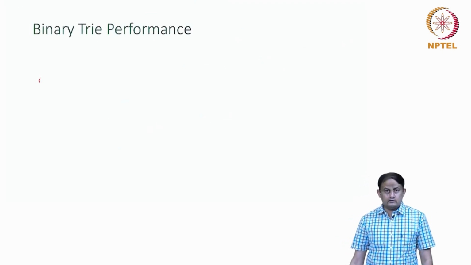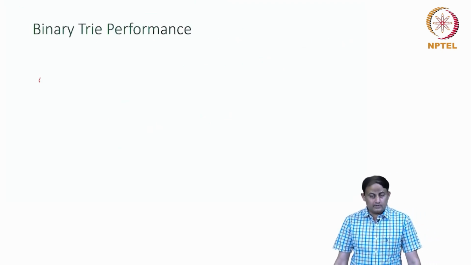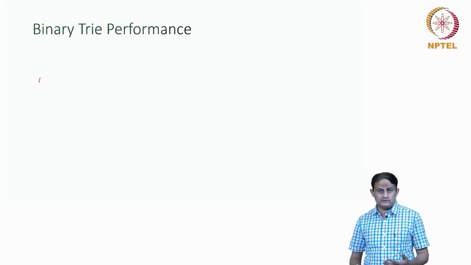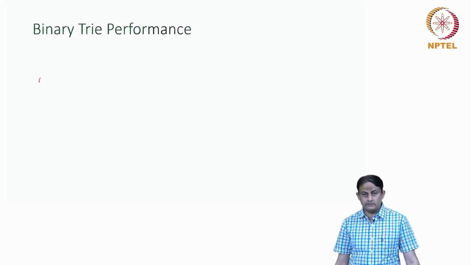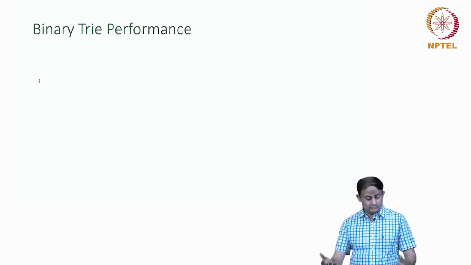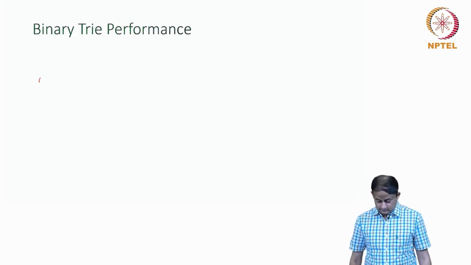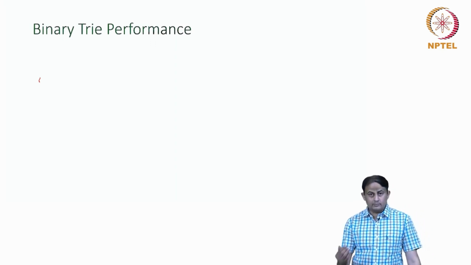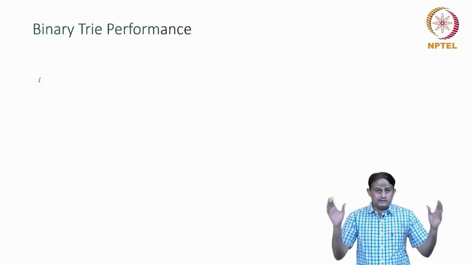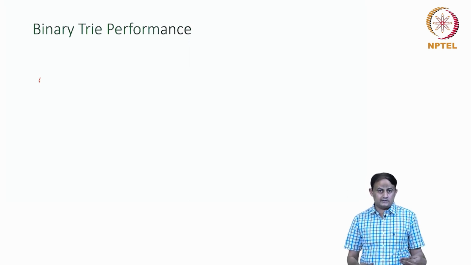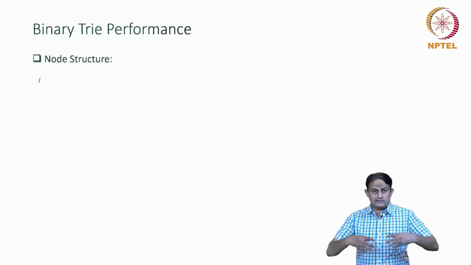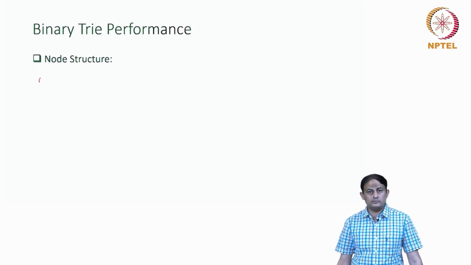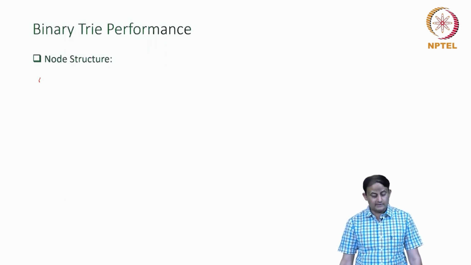So now let's take a deep look at the performance of the binary trie. What is the space complexity, what is the number of lookups I need to do, and if I have to do the update operation, how much effort I need to put. So in asymptotic format, we take a look at that. And before that, given this is how the binary trie is constructed, what is the structure of the node, what is the actual physical data structure that I am going to build in terms of the software implementation.